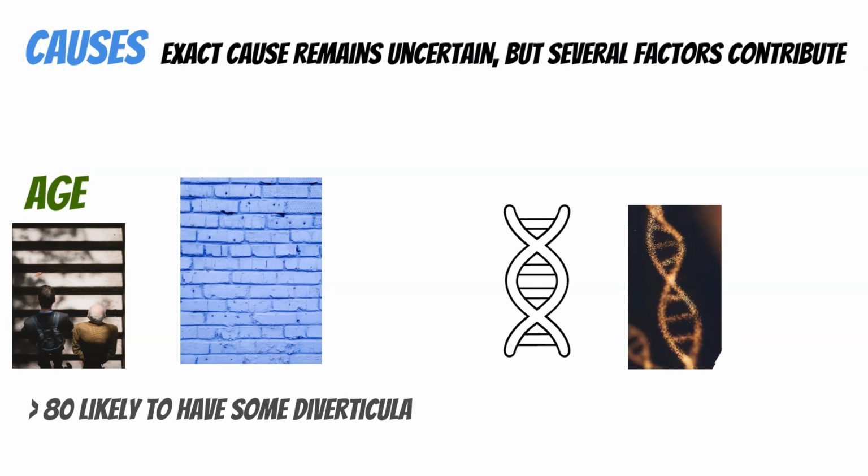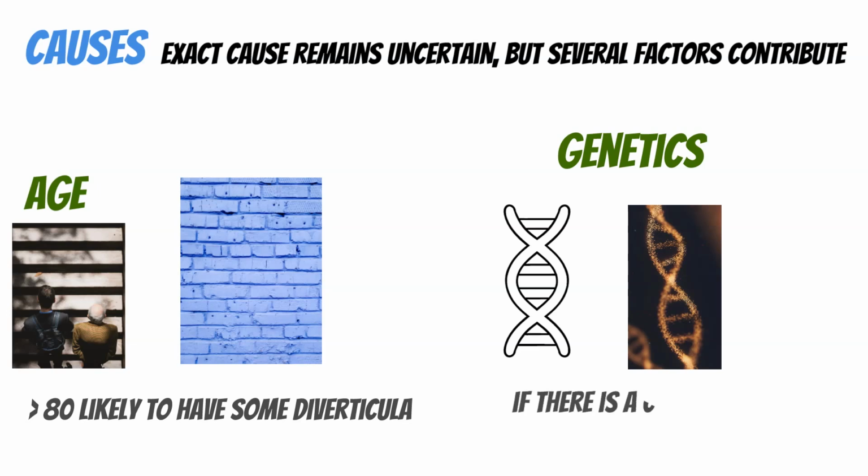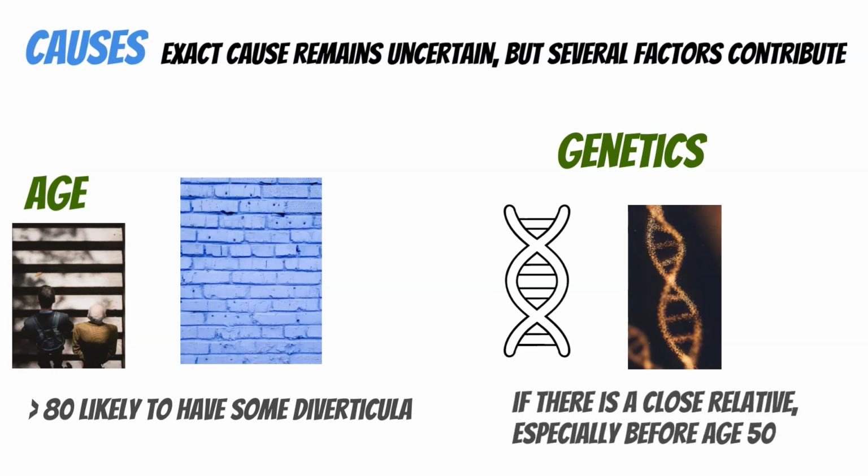Then we're talking about genetics. So genetics is a big one. You're more likely to develop diverticulae if you have a close relative with diverticular disease, and especially if those relatives have developed diverticular disease before the age of 50. So age and genetics. So these are two uncontrollable factors. That's the main thing to keep in mind here. So yes, you may be a bit more at risk as age and genetics play a role, but you can't stress too much about it because they are uncontrollable factors.